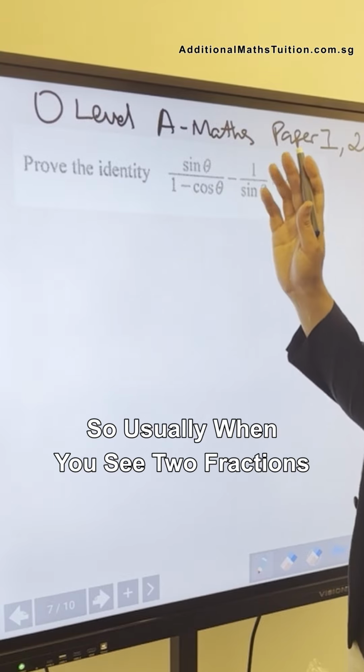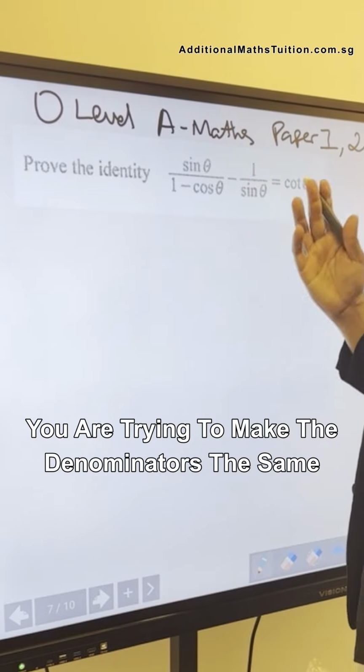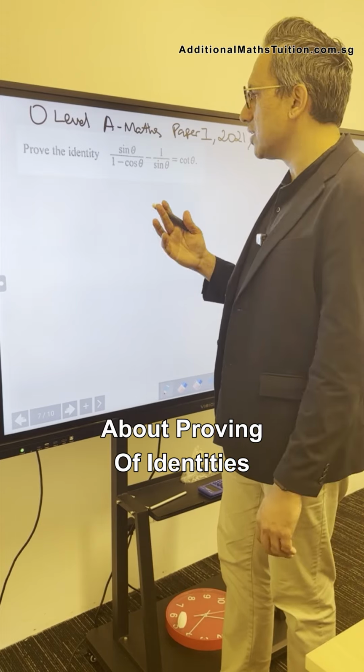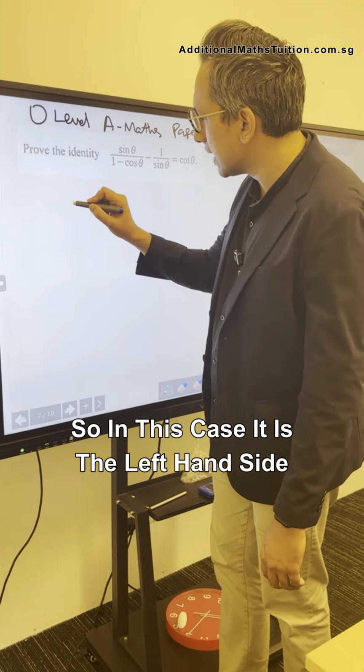Usually when you see two fractions and their denominators are different, you will try to make the denominators the same. And usually when you're talking about proving of identities, we will start with the more complicated side. So in this case, it's the left hand side.